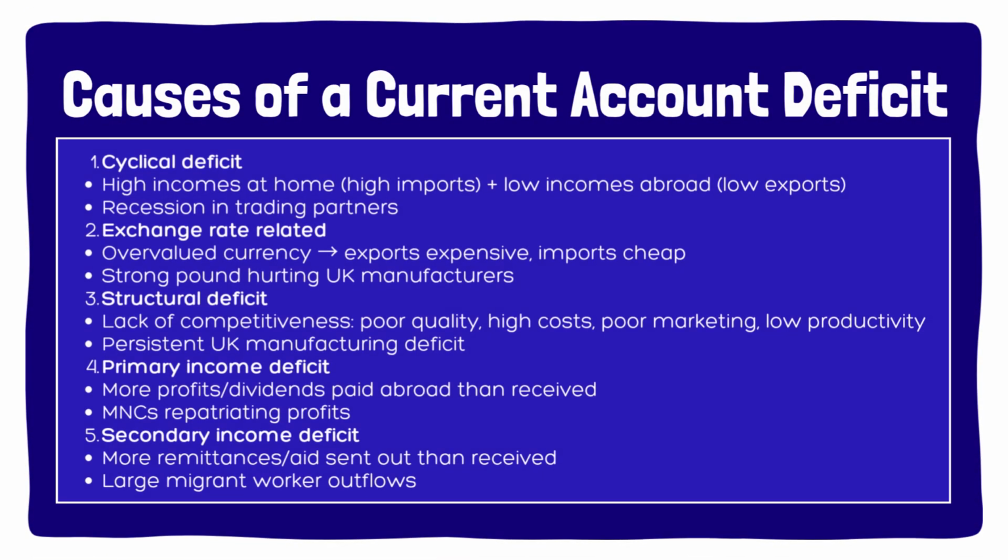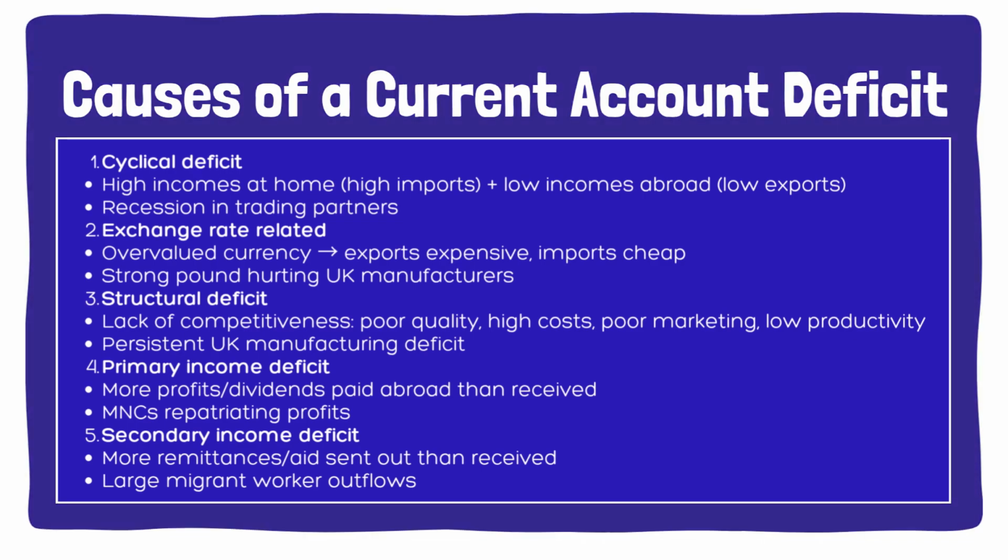A current account deficit can arise for several reasons. High domestic incomes and low foreign incomes can increase imports while reducing exports, creating what is called a cyclical deficit. A high exchange rate can also lead to a deficit because exports become expensive and imports become cheap. Structural problems may also cause long-term deficits. These include low productivity, poor product quality, high production costs, or ineffective marketing strategies. A deficit can also result if more primary income and secondary income leave the country than enter it.